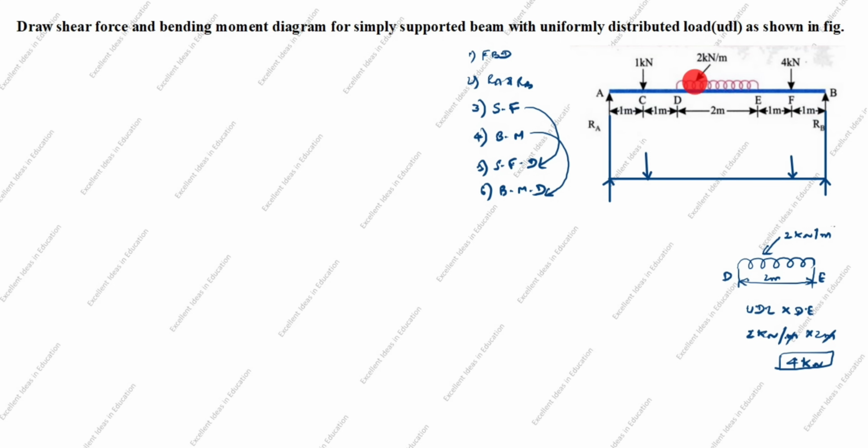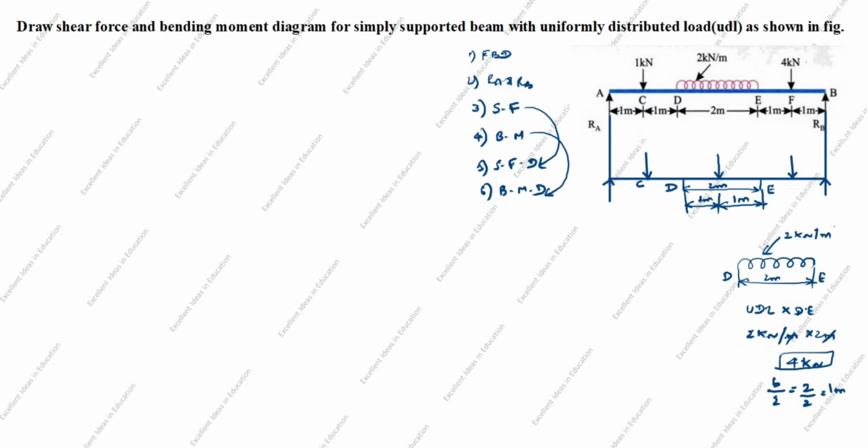We know the point load. What distance we will draw the point load? The formula is B by 2. B is the distance. UDL distance is 2 meter. 2 divided by 2 is equal to 1 meter. So this distance is given as 2 meter. So we will take center. So this distance is 1 meter. This distance is 1 meter. This is D. This is E.